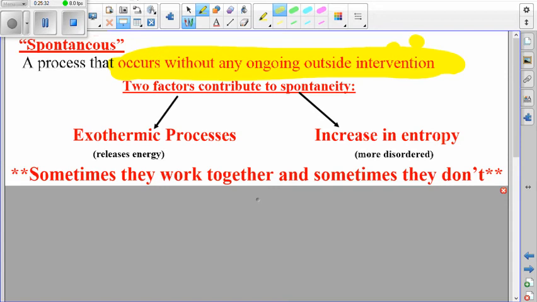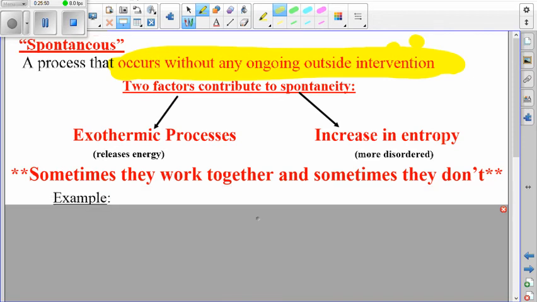Sometimes these two things will work together. Sometimes they will not. It depends. And I love talking about this, spontaneity, because it explains so many things. And you guys are actually going to enjoy it too, I think. So let's talk about an example.